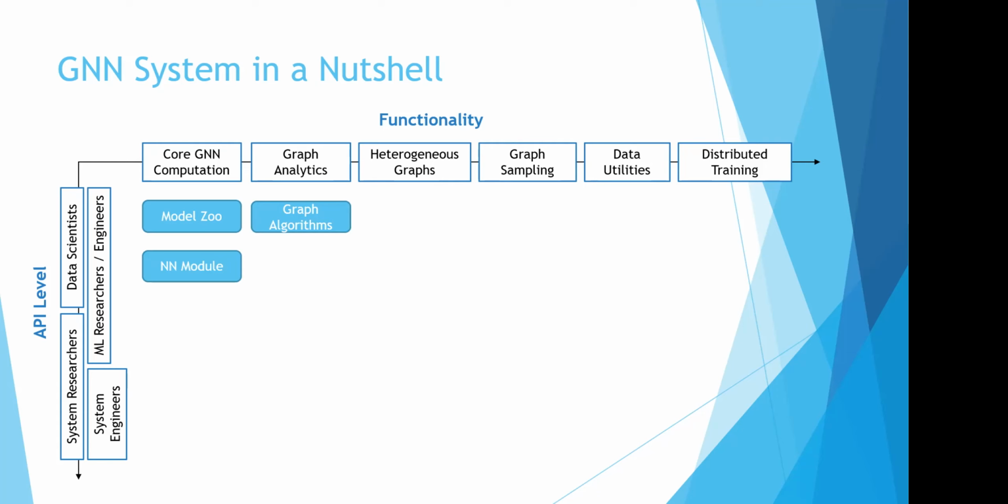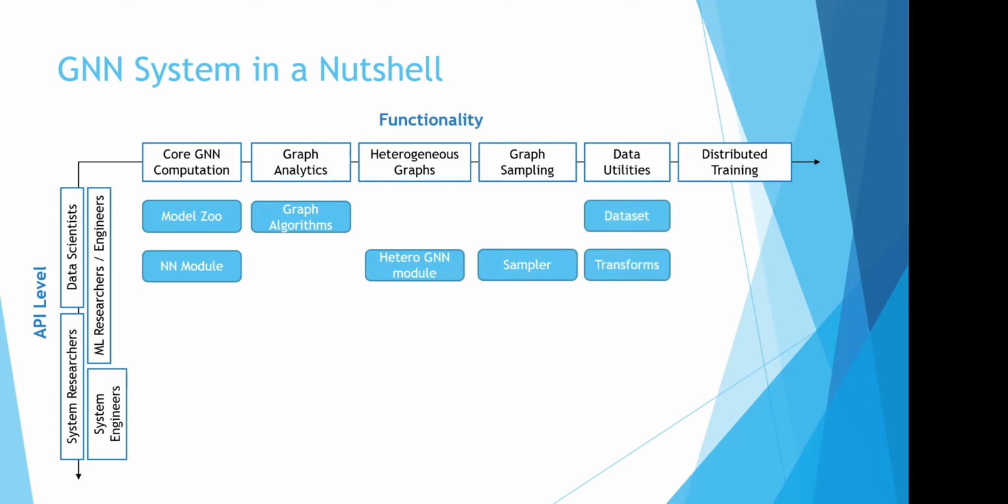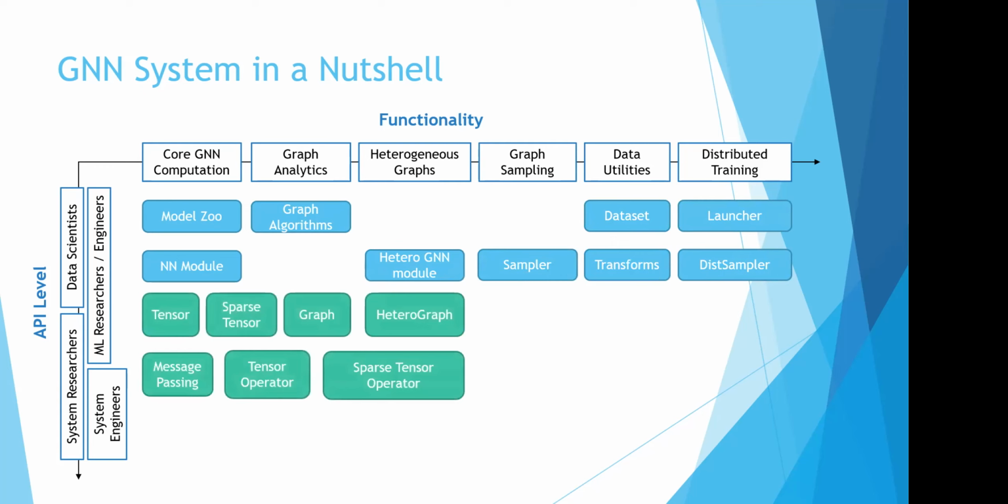And for heterogeneous graphs, of course, we have the heterogeneous GNN module, the sampler, and data utilities like dataset and transforms, which are very important abstractions for these levels. And for distributed training, of course, we have the launcher and distributed sampler. In a medium level, there are more components below these high level APIs.